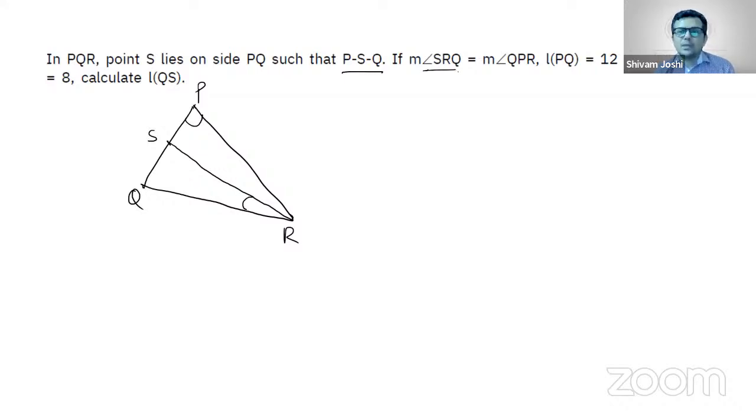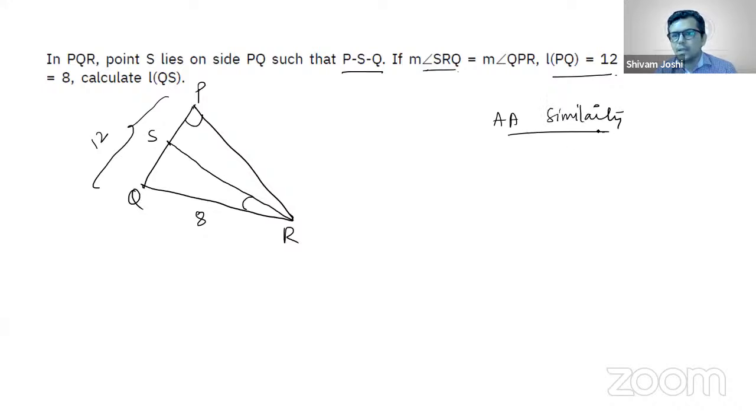Further, it is given to me that the length of PQ is 12, and the length of QR is 8. When you have these kinds of situations, you might think of applying a lot of things. But please remember, if you have one pair of angles equal and one pair of sides given, a highly likely scenario is a similarity, not even SAS, it has to be an AA similarity.